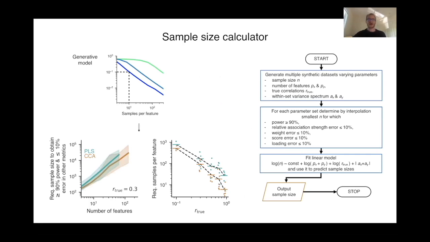Finally, we created a sample size calculator for CCA and PLS. To do so, we created a zoo of synthetic datasets where we vary the sample size, the number of features, the true correlations, and the within-set variances. For each of these cases, we then determined the sample size such that a predetermined level of error would be achieved. As all of these calculations are computationally quite expensive, we also developed a linear model that would allow us to quickly predict sample size even for new parameter values.